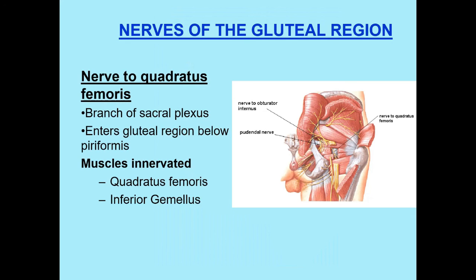Nerve to quadratus femoris, branch of the sacral plexus, enters the gluteal region below the piriformis. Muscles innervated through this nerve are quadratus femoris and inferior gemellus.